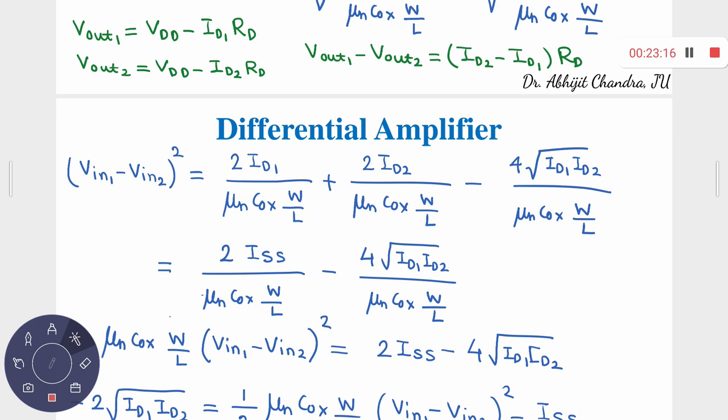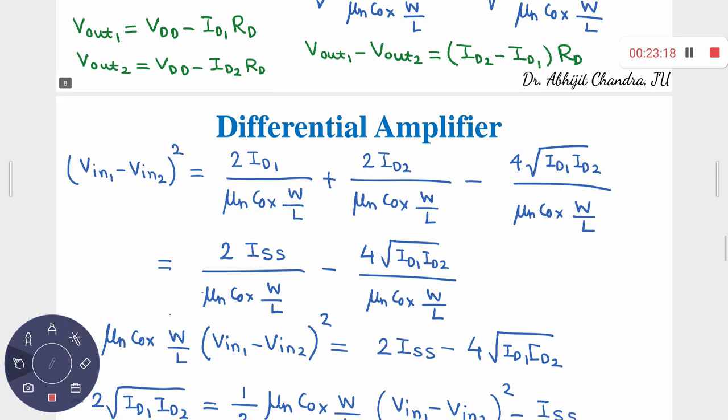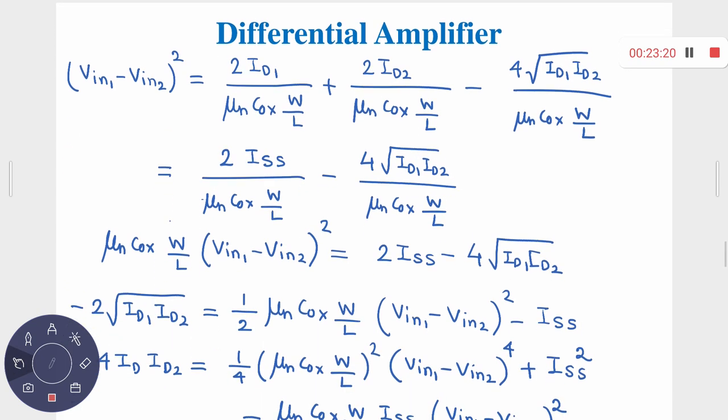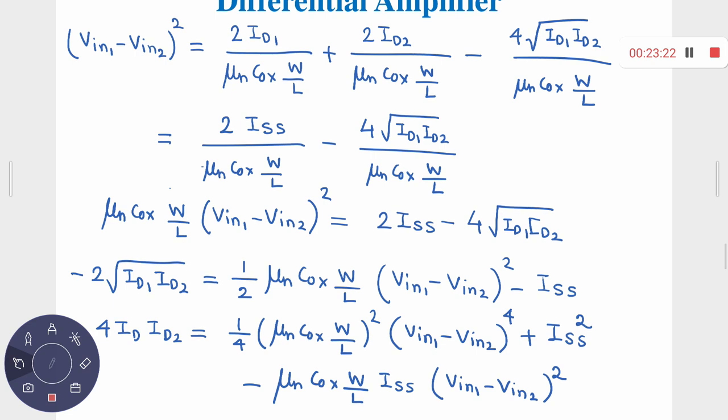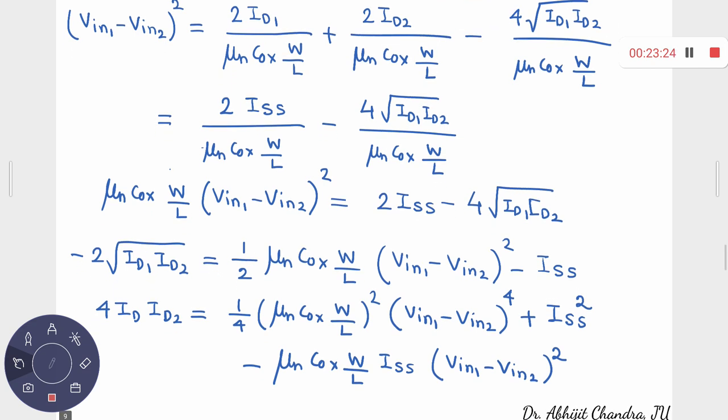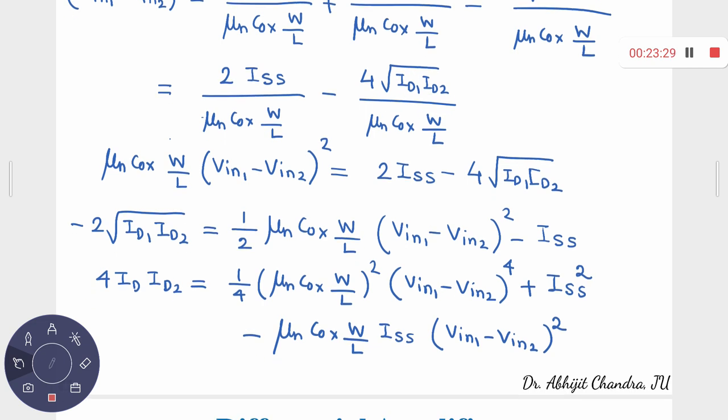Then you have another square root, so you can once again simplify this one. You can keep twice square root of ID1, ID2 on one side and the rest on the other side, right? Once again, you square this one. A minus B whole square: 4 ID1, ID2 on this side, this is obviously 1 by 4 mu n C ox W over L whole square, V1 minus V2 whole to the power 4 plus IS square minus this one, A minus B whole square.